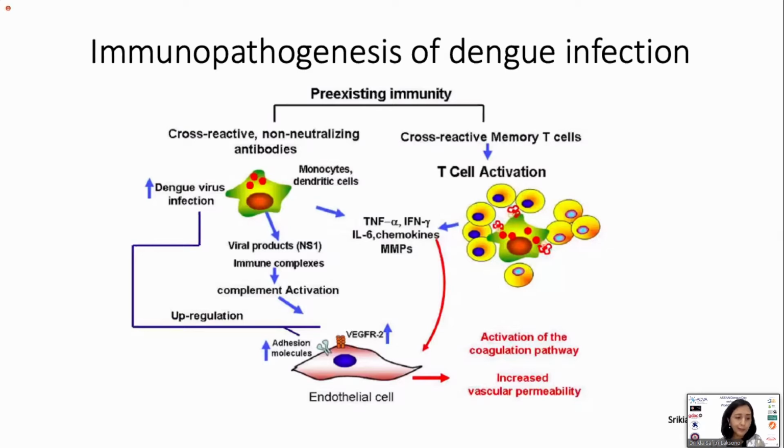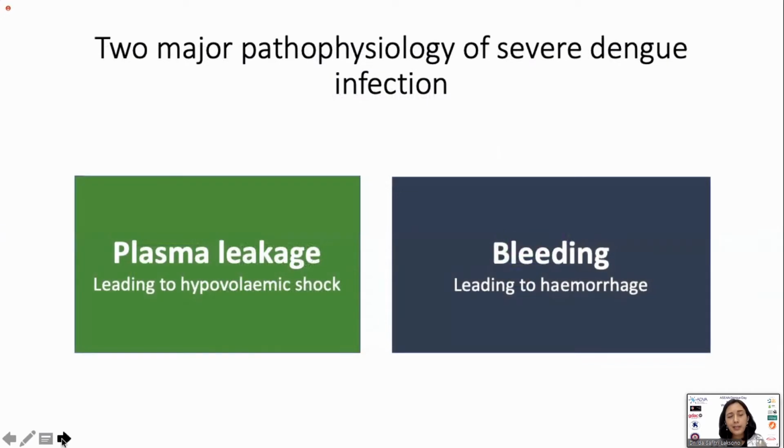Dengue virus itself may have a direct effect on endothelial cells. Inflammatory mediators released by T cells and by virus-infected cells, along with complement activation and immune complexes, may result in enhanced vascular permeability and also coagulopathy. So we can summarize that the two major pathophysiologies of severe dengue infection are plasma leakage leading to hypovolemic shock and bleeding leading to hemorrhage. So if we see this condition, that's why fluid management becomes very important.